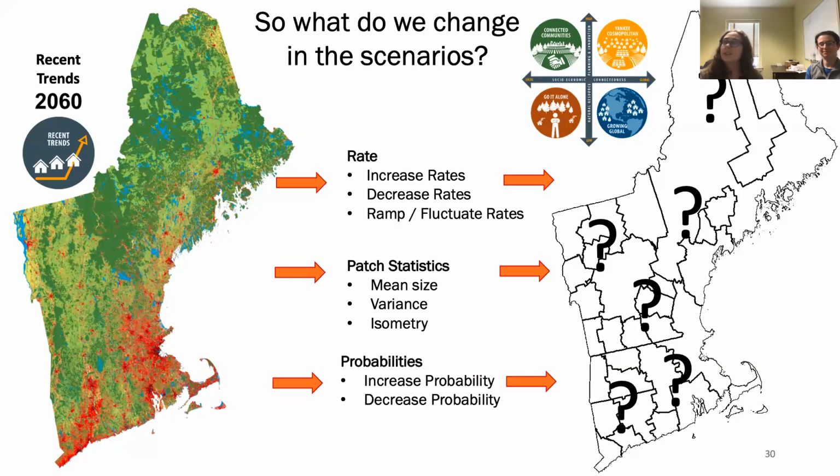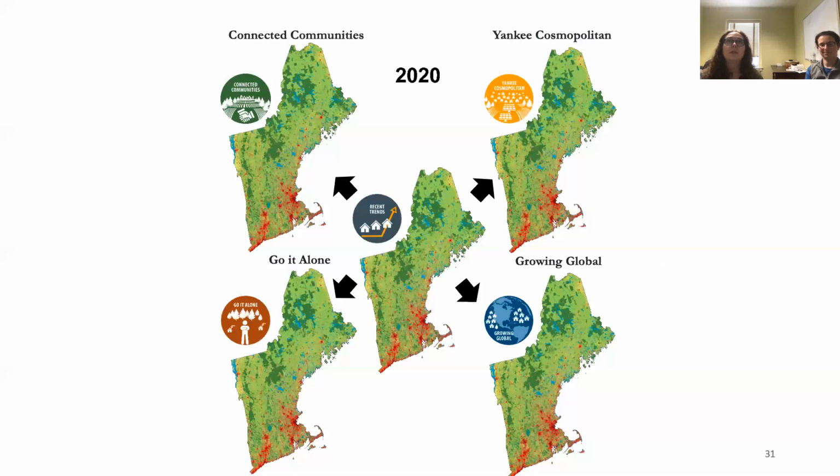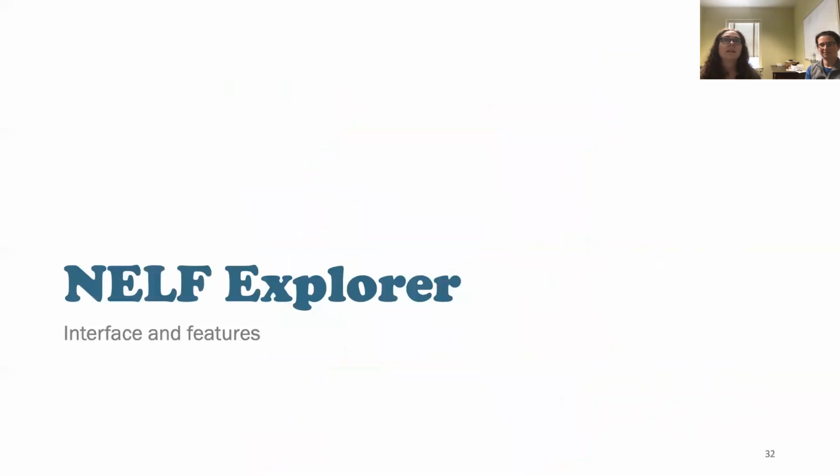All these different changes that they made to the model produce 5 divergent scenarios for New England, with recent trends in the middle as the business-as-usual grounding scenario, and then the 4 alternatives that were defined with the help of stakeholders. And we've packaged all these maps into the NELF Explorer. So we're getting to the tool now.